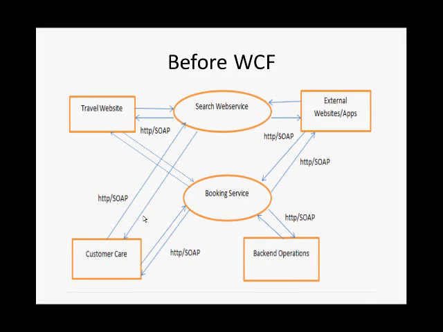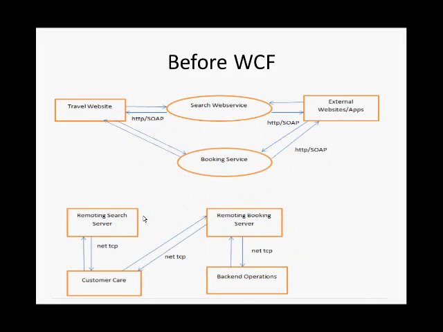So what I can do is host my search web service and my booking web service, and allow the external websites to communicate using HTTP SOAP, whereas for my customer care and my backend operations, I'll ask my dev team to create a remoting search server as well as a remoting booking server, so that my travel website, my customer care, and my backend operations all make use of .NET.